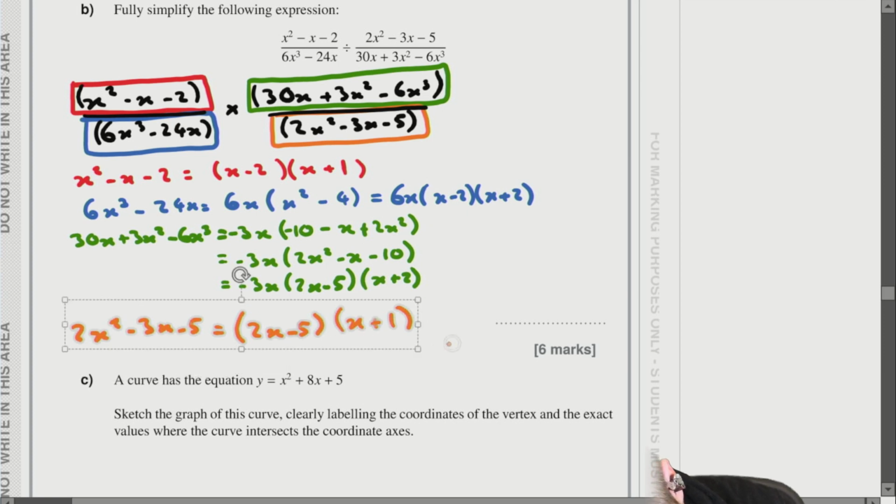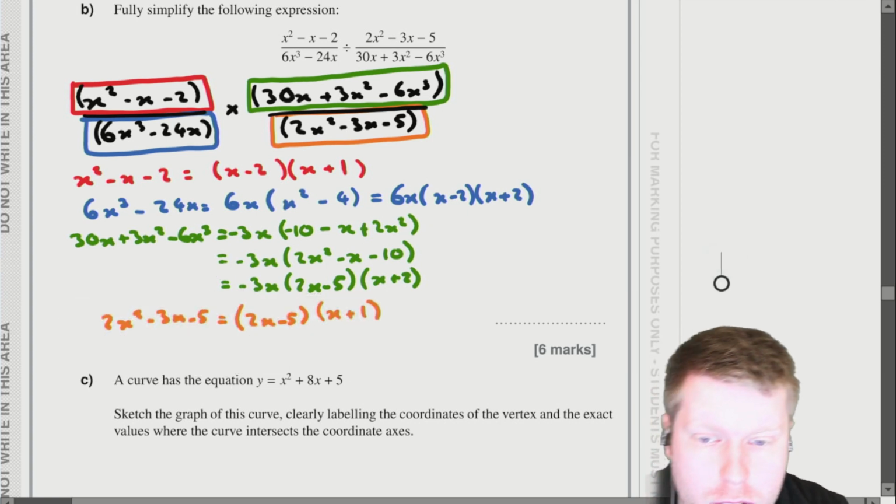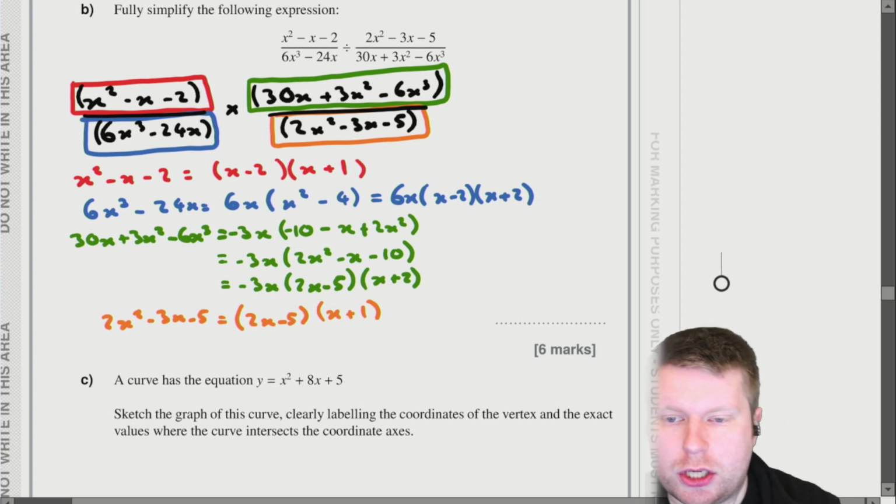So you should have gone through here and factorized all of those four terms. Okay, there was a mark for each factorization. Okay, and one mark obviously for changing it to a multiply.